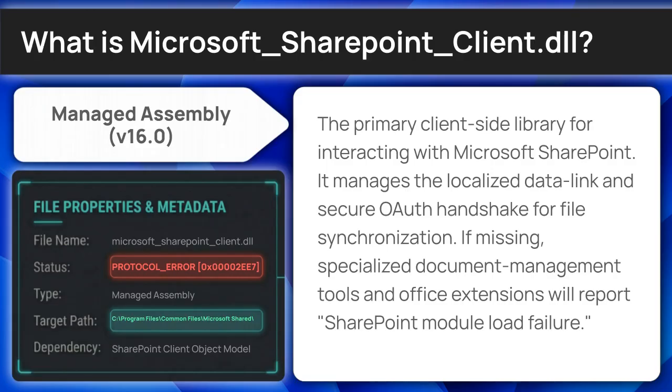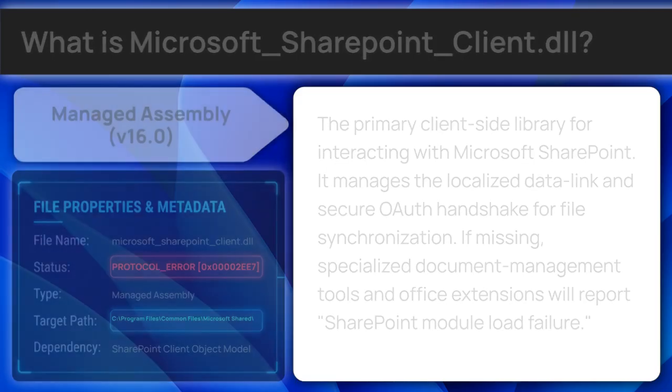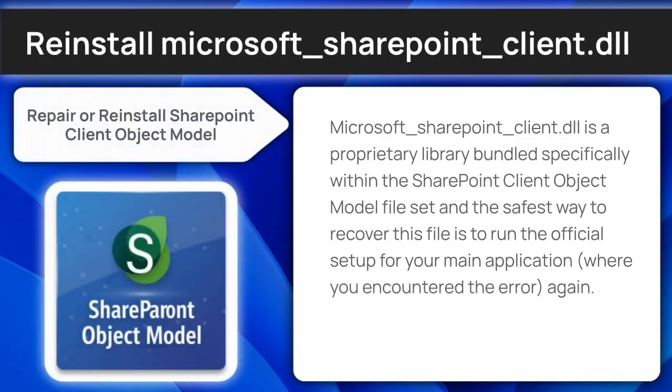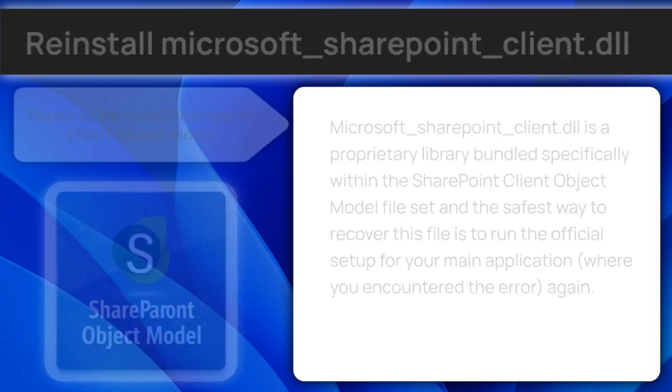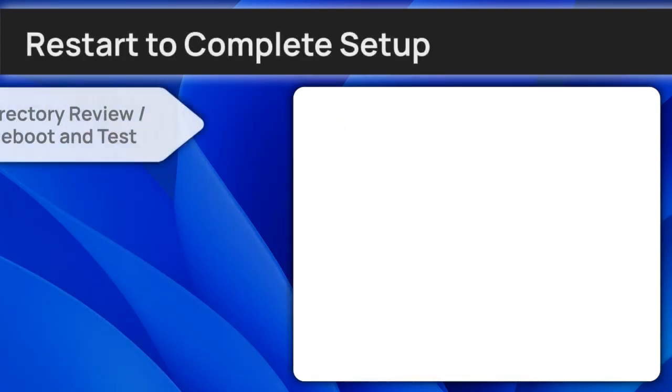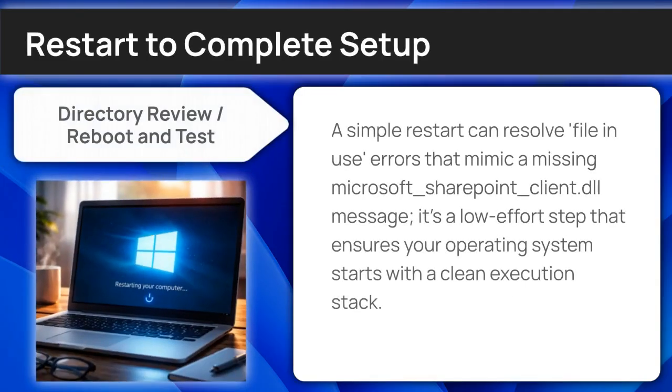Our first move is installing a fresh, clean copy of the library. Microsoft SharePoint Client is a proprietary library bundled specifically within the SharePoint Client Object Model file set, and the safest way to recover this file is to run the official setup for your main application, where you encountered the error again. In cases where the official installer remains ineffective, we must escalate to a manual review of your system's active runtime state. A quick system restart is a practical way to ensure that all shared libraries, including Microsoft SharePoint Client Library, are being loaded correctly into the current session's memory.